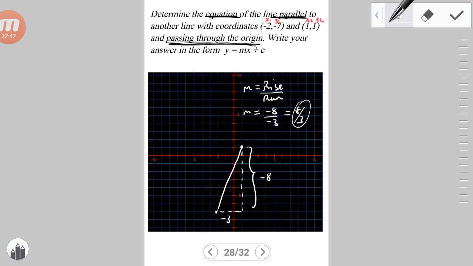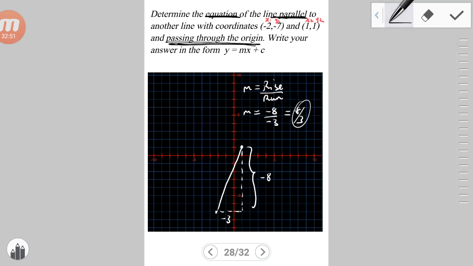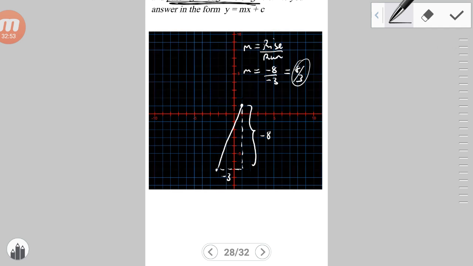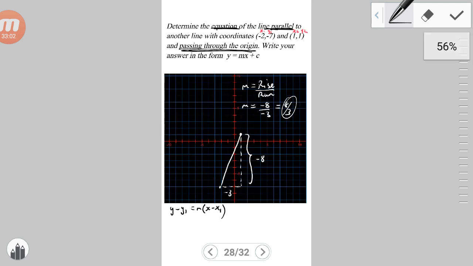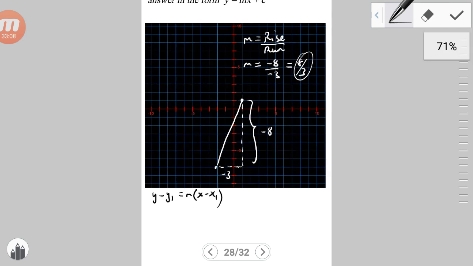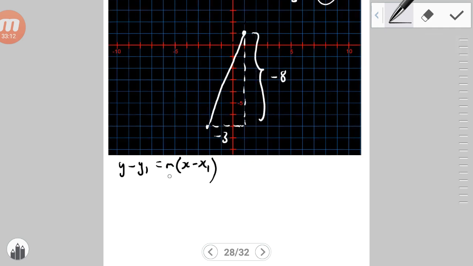Once we have done that, we can get back to the meat of the matter, which is finding the equation of the line. We know that the equation of the line is y - y1 = m(x - x1). Please bear in mind that they did say that it is parallel, so we've got to make sure that we know that it's parallel. So the m1 that we just calculated, 8/3, is going to be the same gradient that we're looking for down here.